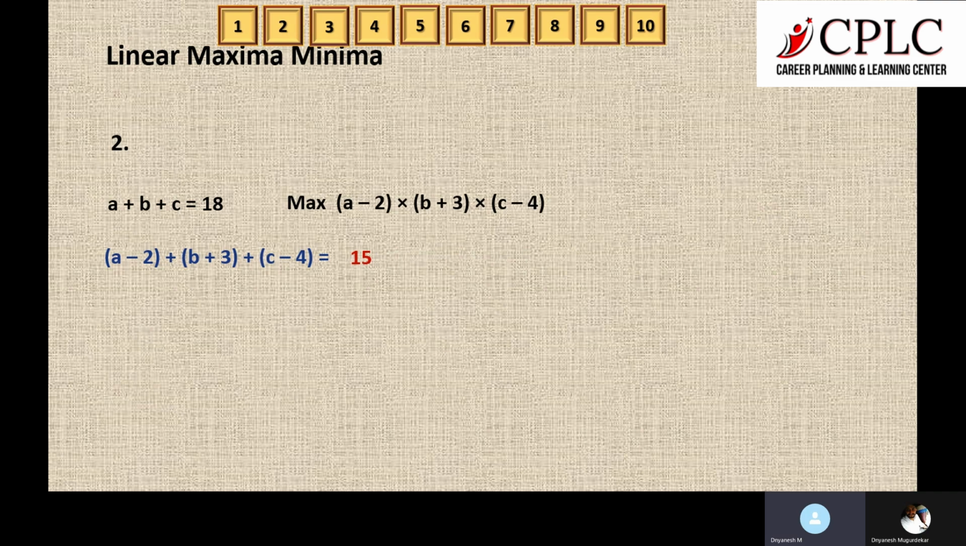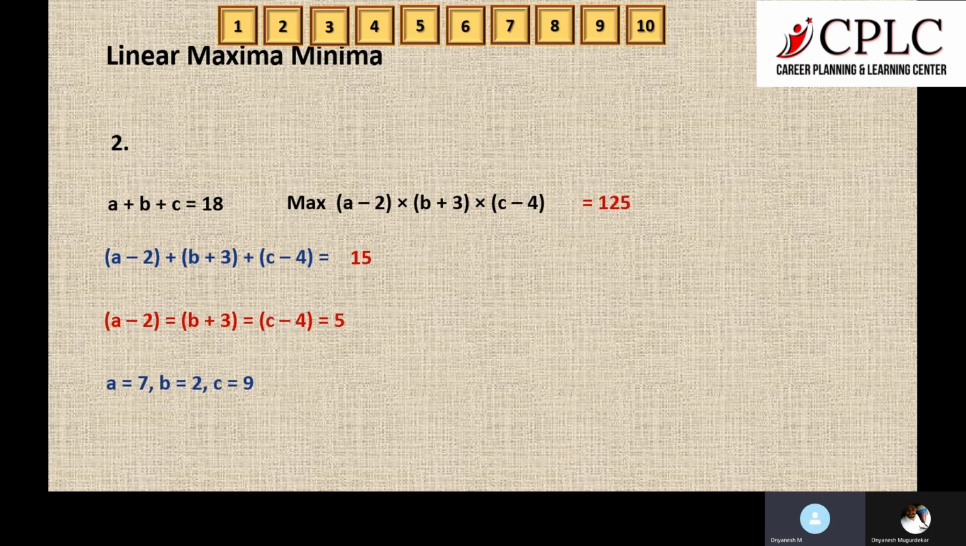And now let's apply the rule that the product is maximum if the sum is constant and all the numbers are equal. So three numbers whose sum is 15 have to be equal. That means each of them has to be 5. That means the product will be 125. So 125 is your answer.